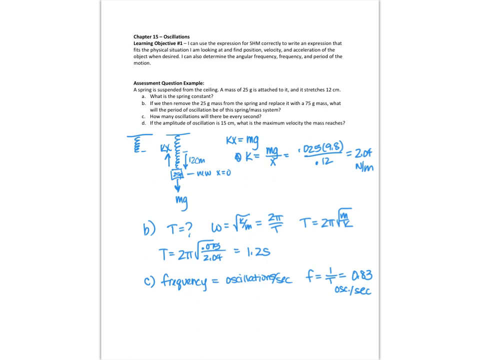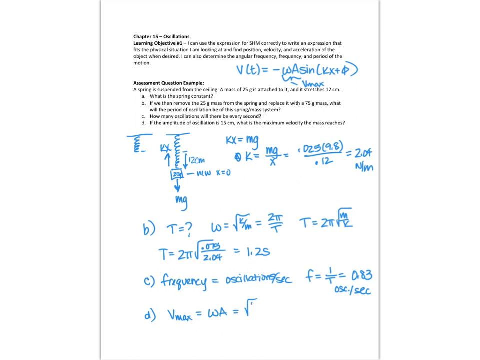And finally, D: if the amplitude of oscillation is 15 centimeters, what is the maximum velocity that the mass has? V max is equal to omega A. That comes from the expression for v, when we take the derivative of the position with respect to time, we get minus omega A sine of kx plus phi. And this becomes the amplitude of the velocity, which is just the maximum velocity. That's why it's omega times A.